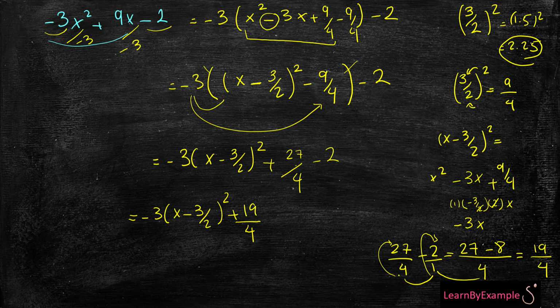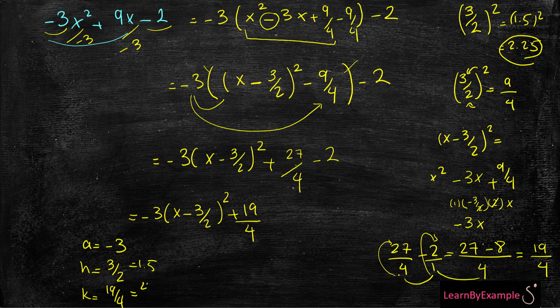This shows you that my a value here is -3, so my parabola is going to be upside down. My h value is going to be 3/2. It's going to move right by 3/2, so 1.5 units. And my k value is just 19/4, or just 4.75. If you put it in the calculator, that's the number you're going to get.